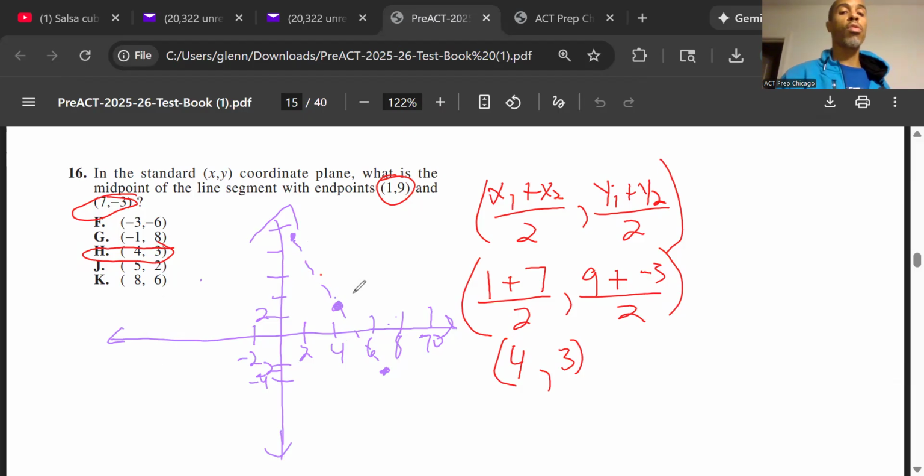So if you were doing this on your own, you should at least be able to get to answer choices H and J. And then you have to guess which one you think is closer. If you draw your figure to scale, obviously ours is closer to 4, 3, because 5, 2 would be more like here, which is actually pretty close as well. But I think 4, 3 is more in line with the middle, more in line with the 4. So that is that.